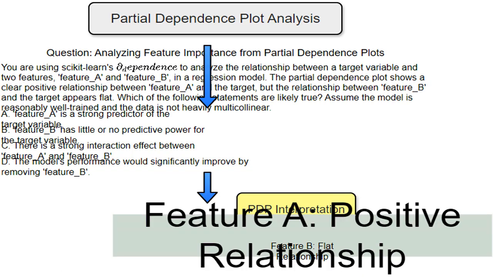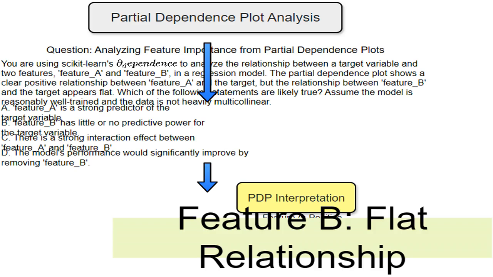The PDP for feature_A shows a clear positive relationship. This means as feature_A increases, the target variable also tends to increase. That is a strong indicator that feature_A is a good predictor of the target. The PDP for feature_B is flat. This strongly suggests that feature_B doesn't have much impact on the target. Its values don't seem to influence the target variable consistently.